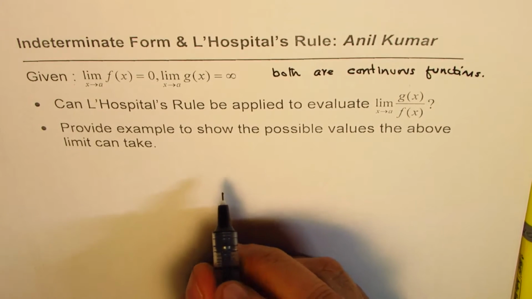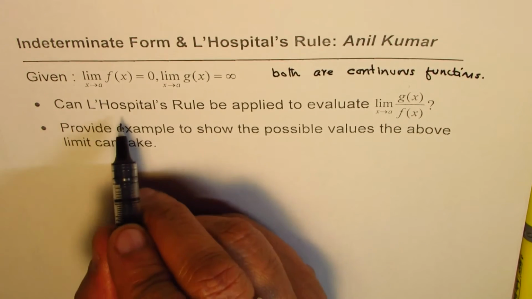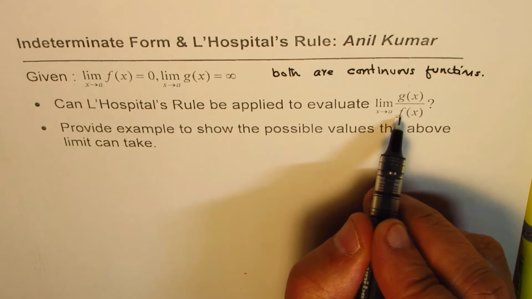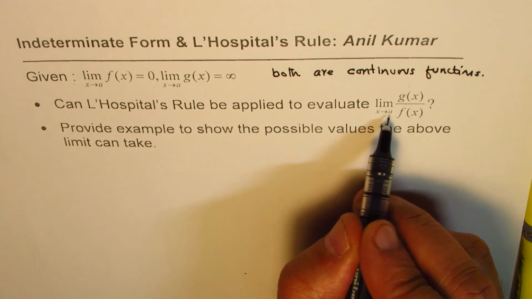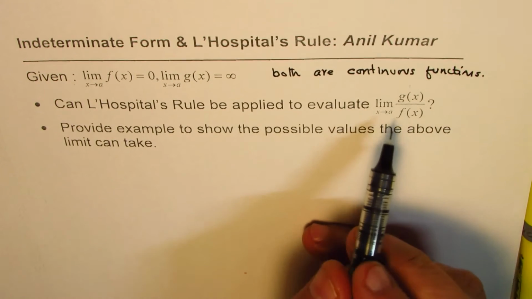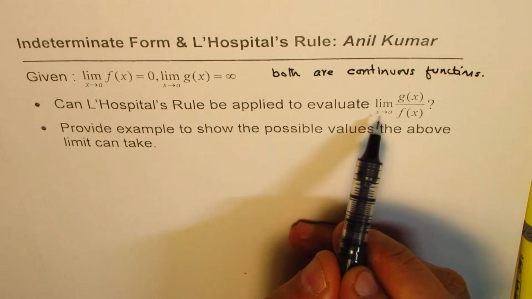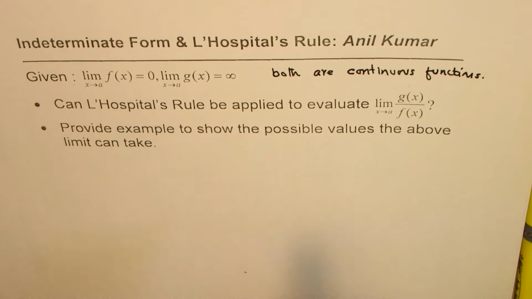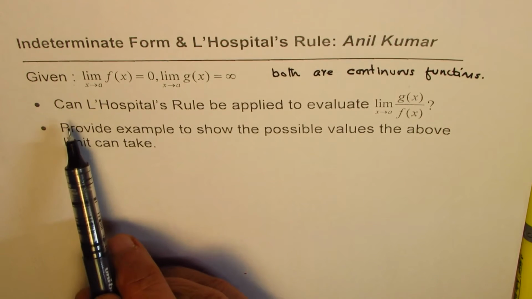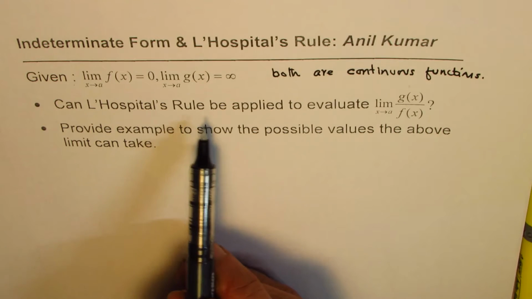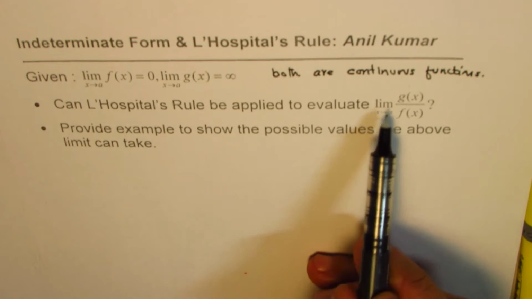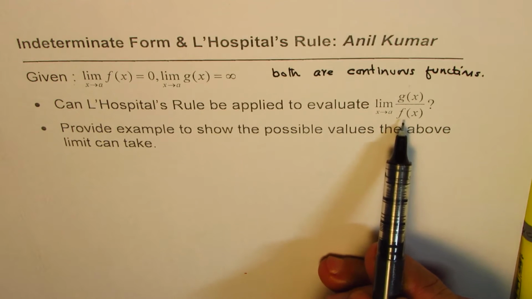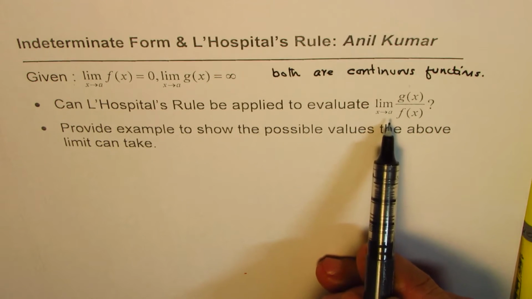Now the question is, can L'Hospital's rule be applied to evaluate limit of g of x over f of x as x approaches a? So that is the first question. We are given that as x approaches a, g of x approaches infinity and f of x approaches 0. So the question for you is, can L'Hospital's rule be applied to evaluate limit of g of x over f of x as x approaches a, right?